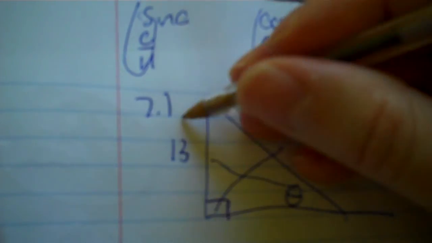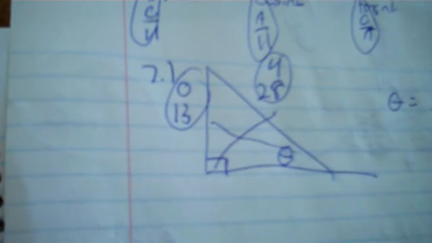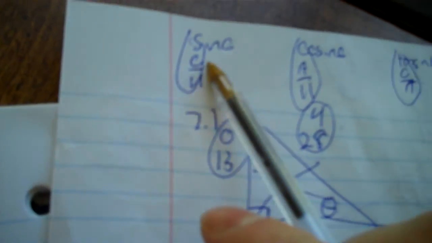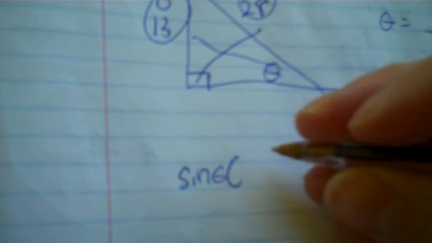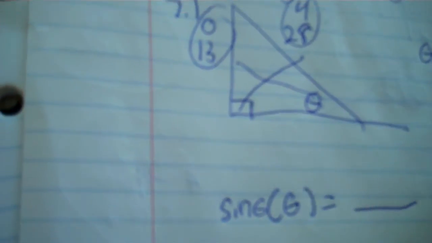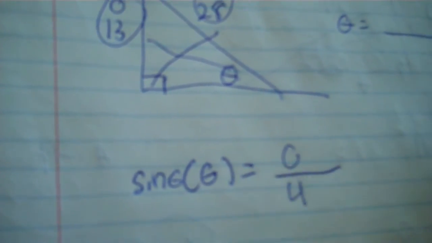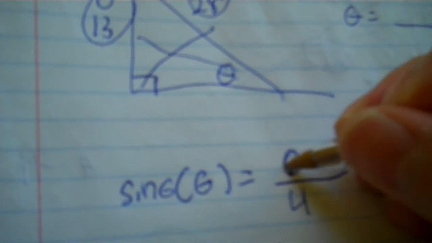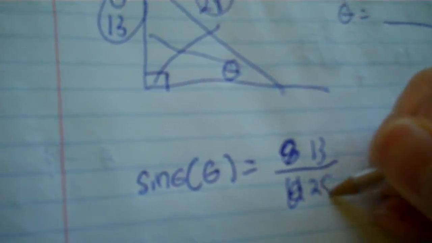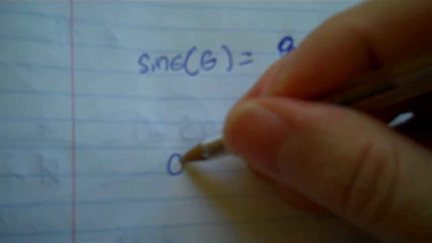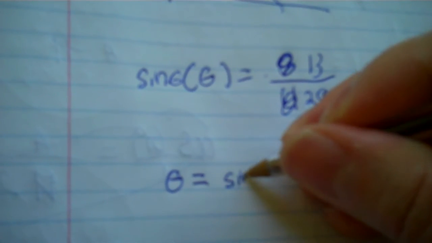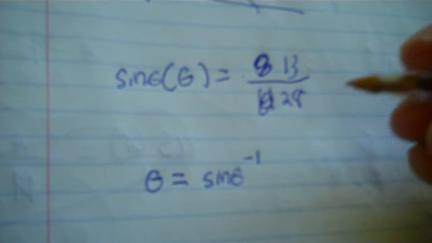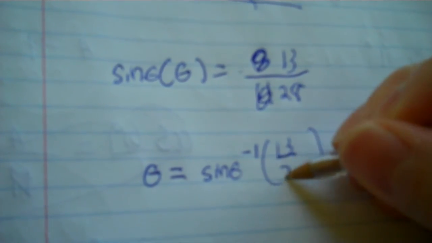So what are the sides I know? Well, I have the H and I have the O. So since I have H and O, I want to use the sine. So sine, and then put a parentheses with that theta symbol, equals O over H. Well, we know the O is 13 and the H is 28, so that'd be 13 over 28. Now to find the actual angle, we write theta equals, we move the word sine over here, but then we put a negative first power with it. That's called inverse sine, then 13 over 28.